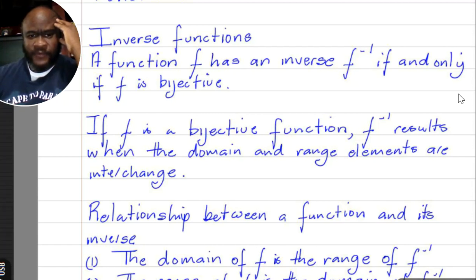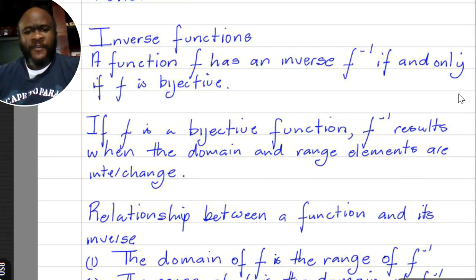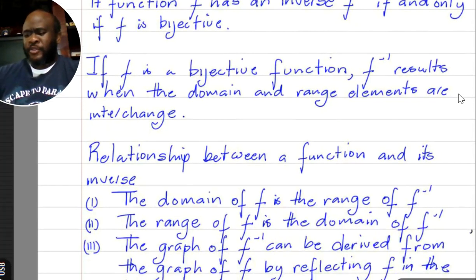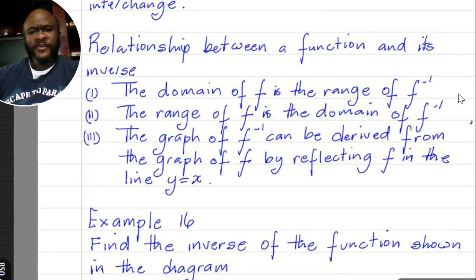Inverse functions, function 5. A function f has an inverse if and only if f is bijective. If f is a bijective function, f inverse results when the domain and range elements are interchanged. In other words, if you have a bijective function and you interchange the domain and the range elements, what results is the inverse function.